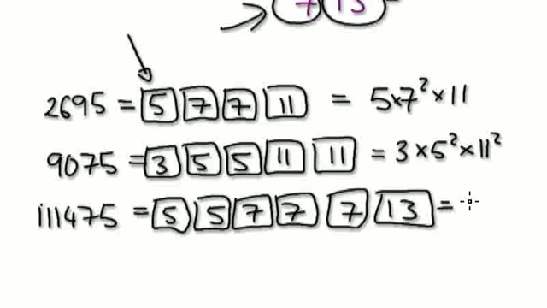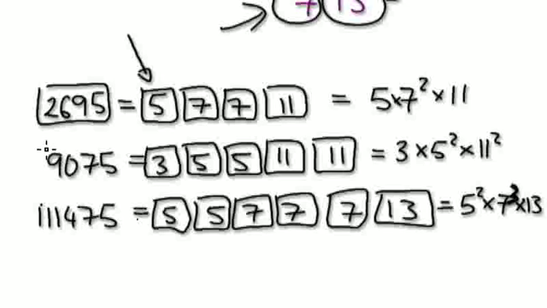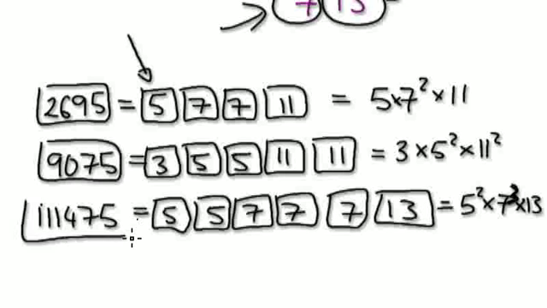It's easier to see what's going on. And here, if you were to do this in a test, you would probably have to write 5 squared times 7 to the power 3, because you've got 7 times 7 times 7, and then times 13. Anyway, you can break up these three numbers as products of primes.